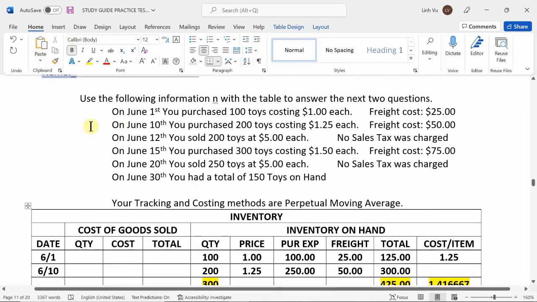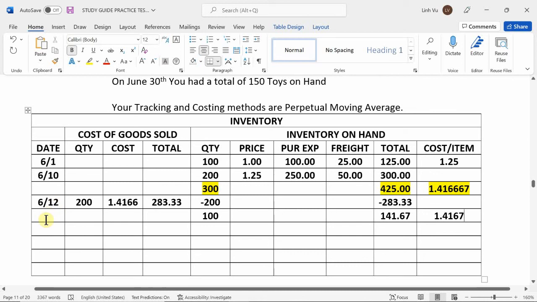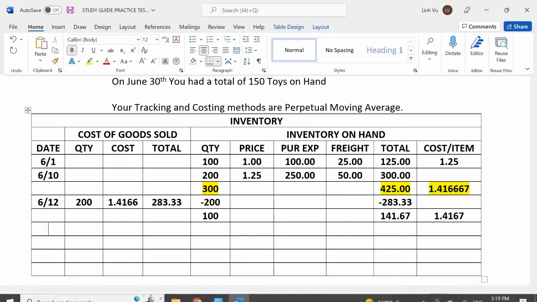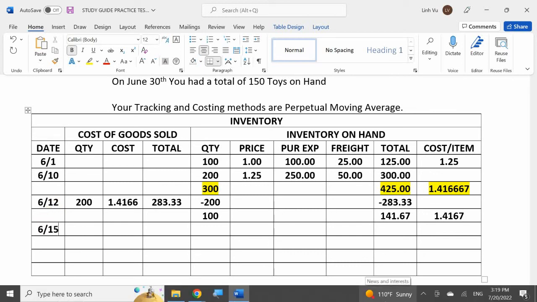So that means the next one here on June 15, we end up purchasing 300 units at $1.50 with the freight costing $75. So that's exactly what we have to do. On the 15th, we purchased 300 units at $1.50, which gave me $450, plus 75 will give you 525. Okay. So what do we need to do here?